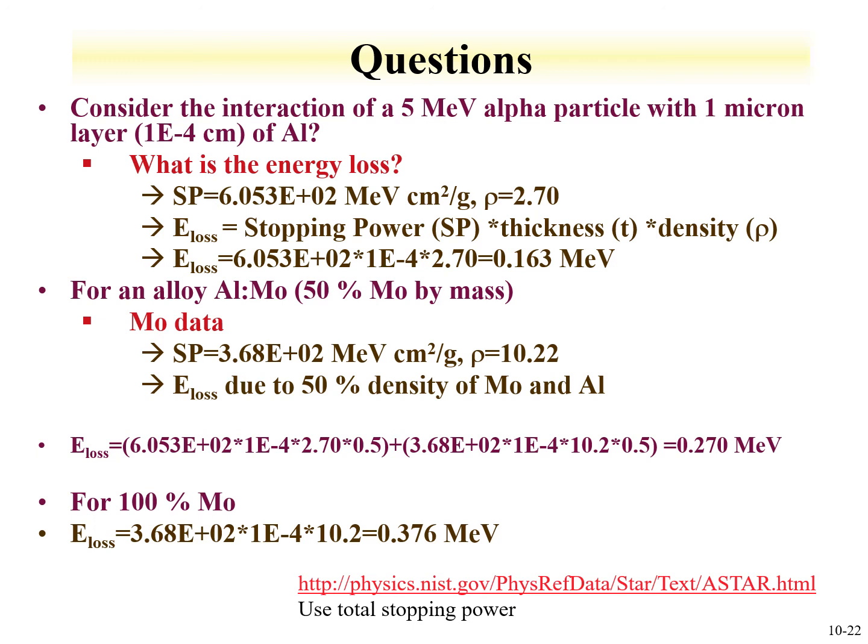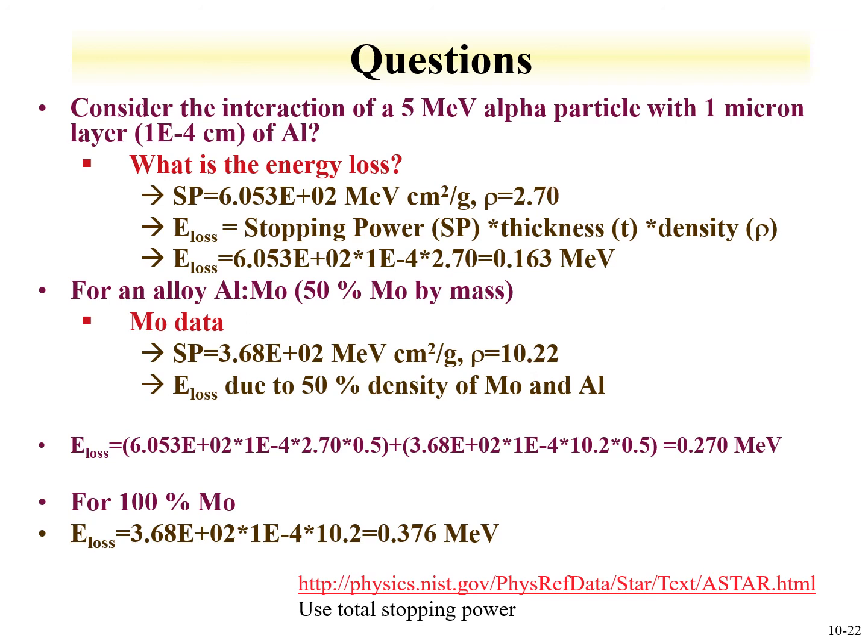Now, using the same database, we can actually investigate some more complicated systems. Here's an example: as opposed to just using aluminum, what if we had an alloy of aluminum and molybdenum, where it's 50% by mass molybdenum? We could again go to the ASTAR web page and get the relevant molybdenum data. The stopping power is 3.68 times 10 to the 2 MeV centimeter squared per gram. The density of molybdenum is much larger than the density of aluminum, 10.22 versus 2.7.